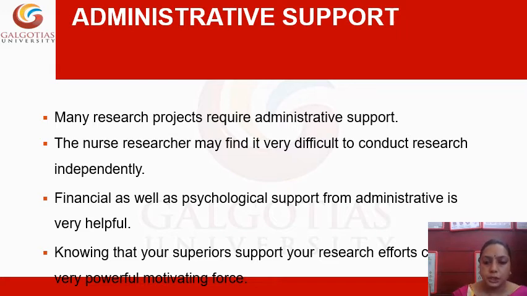Many research projects require administrative support. The nurse researcher may find it very difficult to conduct research independently. Yes, we cannot do the research independently. We need to take the permissions. Financial as well as psychological support from administration is very helpful.